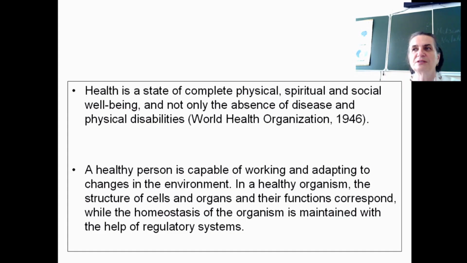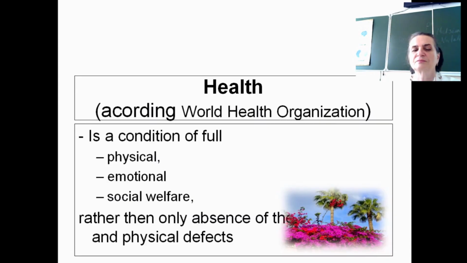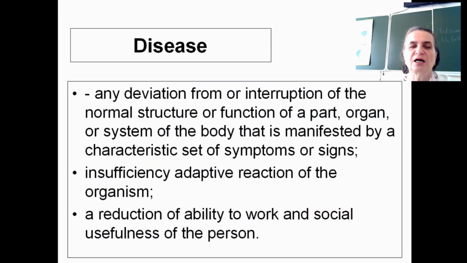Homeostasis is essential for health, involving meticulous regulation of the internal environment to uphold stability despite external fluctuations. This balance is fundamental to an organism's overall well-being. Diseases disrupt normal bodily functions, often presenting through specific symptoms that reflect a reduced ability to adapt. This disruption can lead to decreased social utility.